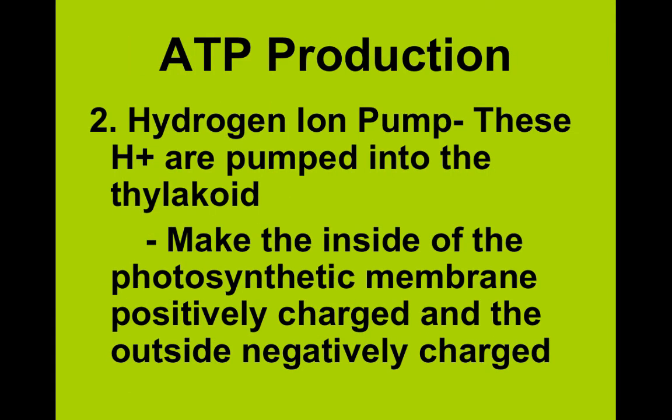Now the hydrogens are going to get pumped, and so remember, when you see the word pump, you automatically have to start thinking active transport. So these hydrogens are going to be pumped into the thylakoid, and it's going to create a concentration gradient, okay? So it's going to make the inside of the photosynthetic membrane really positively charged and the outside negatively charged, because we're taking all these H pluses and we're jamming them against the concentration gradient. We're going low to high, remember. We're jamming them into the thylakoid.